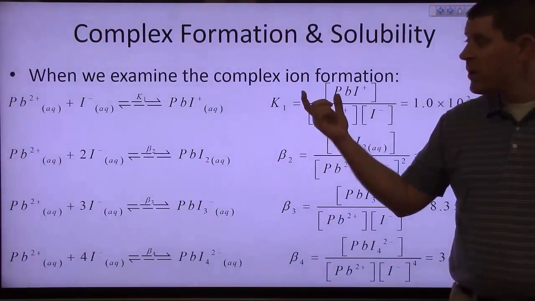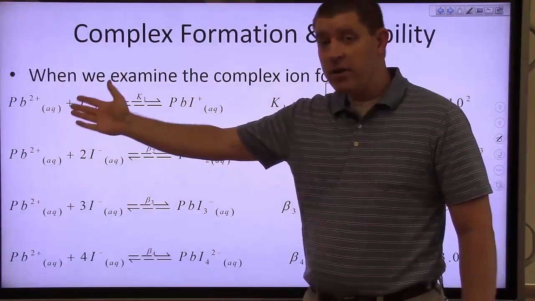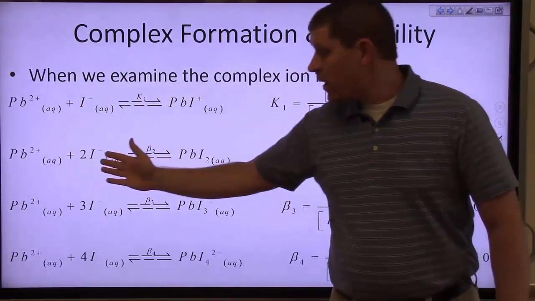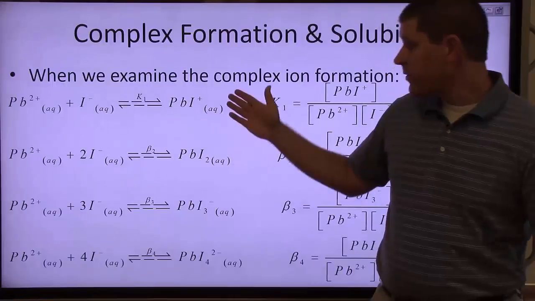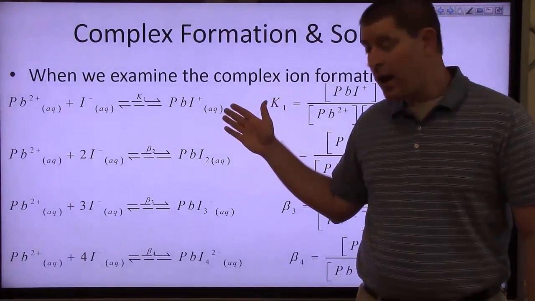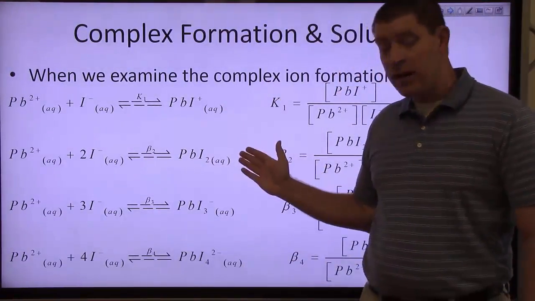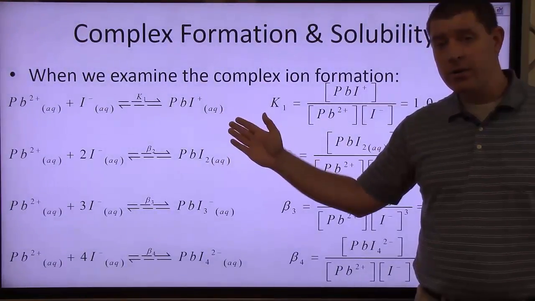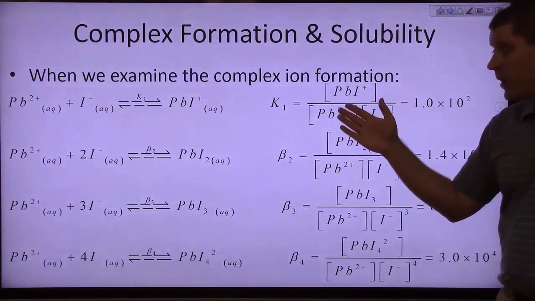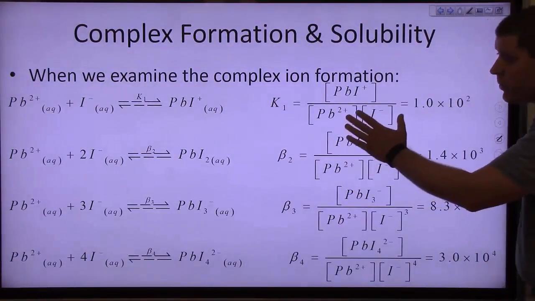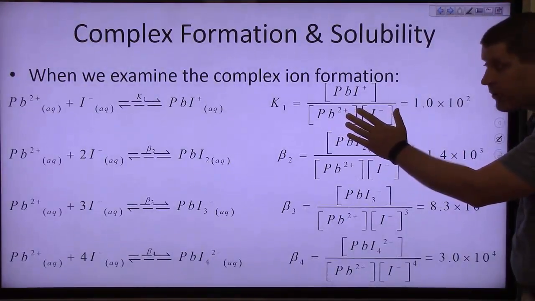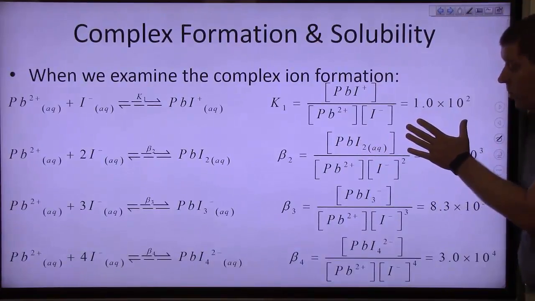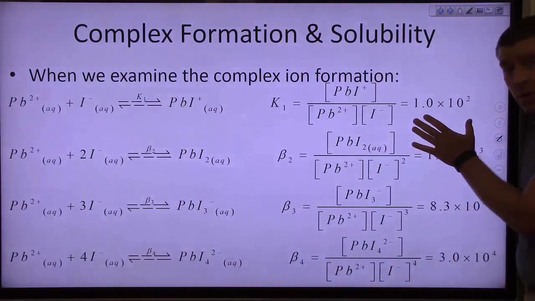complexes. Now, when we examine the complex ion formation, we have our lead-2 ion reacting with some number of iodides. We have one iodide, two iodides, three iodides, four iodides, and that gives us some lead iodide complex in these three cases, or our lead iodide just happens to be in the aqueous phase in this case. So we have our equilibrium reactions here, and we can write equivalent equilibrium expressions. So we've got K1 is equal to the concentration of product, PbI+, divided by the concentration of reactants, Pb2+ times I-. The value here is 1.0 times 10 to the 2, so this one is highly favored.